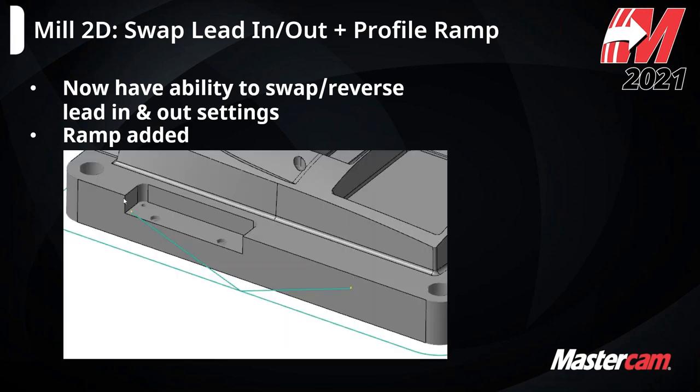What that'll do here is it's going to be perpendicular to the direction of the toolpath. So you can kind of see there it's going up in Z and then leading onto the part. So there are certain scenarios where that should be beneficial.